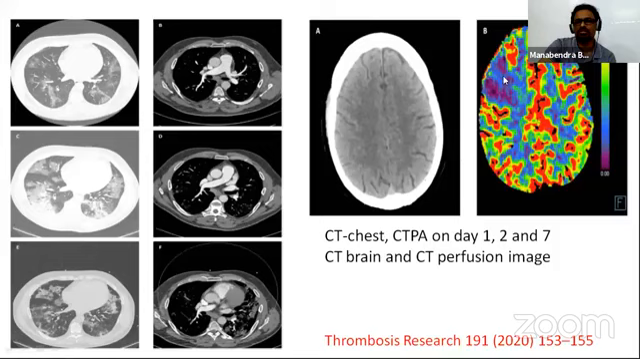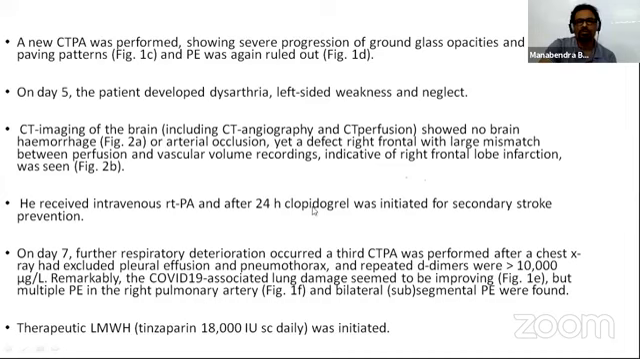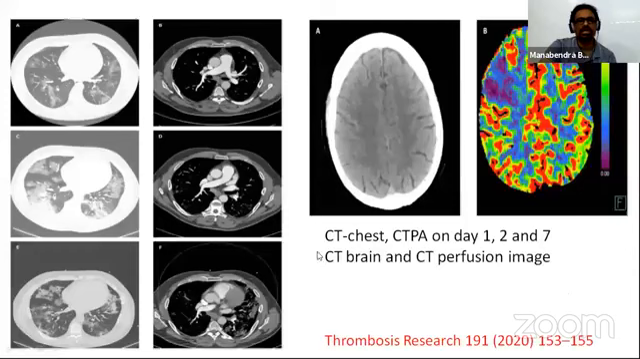So this patient received IV rtPA, and after 24 hours, an antiplatelet drug was given as secondary prevention. On day seven, the patient's condition deteriorated. On day seven, the CT chest findings had improved, but there are emboli in the pulmonary vasculature. So this patient was transferred to the ICU, intubated, and given therapeutic doses of anticoagulation.